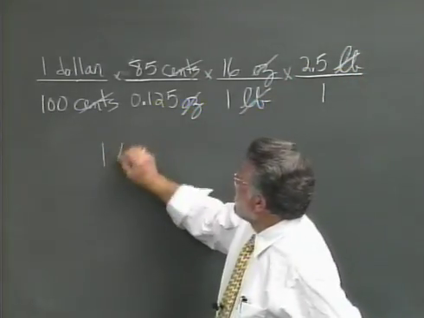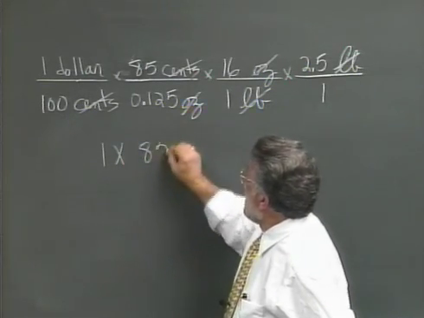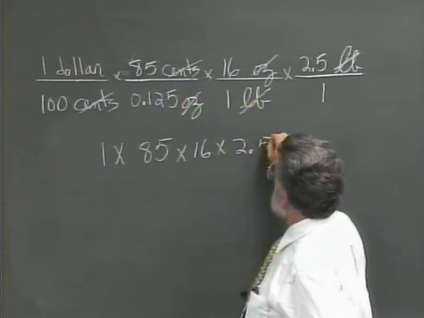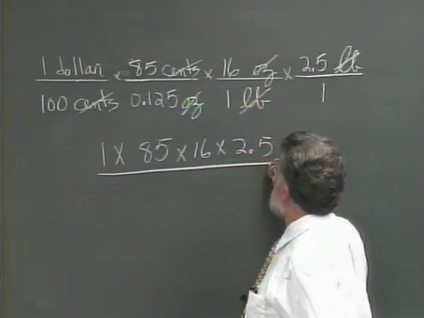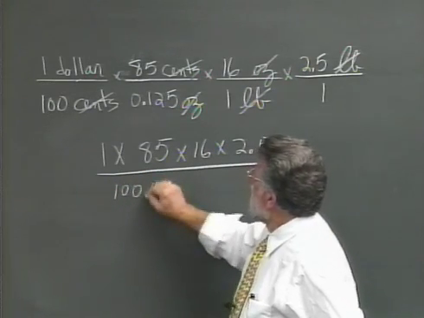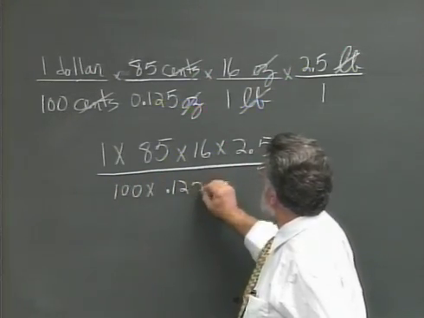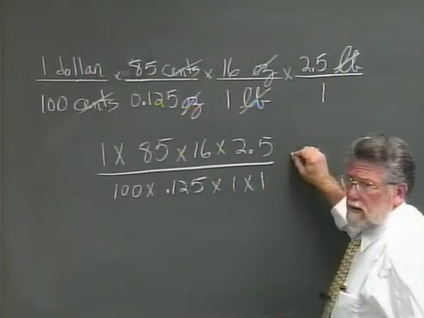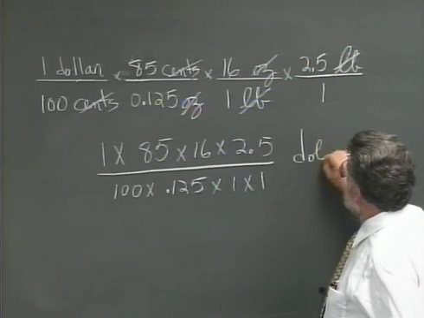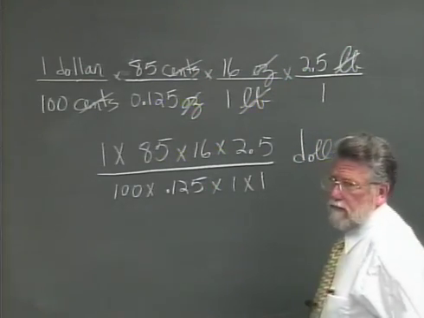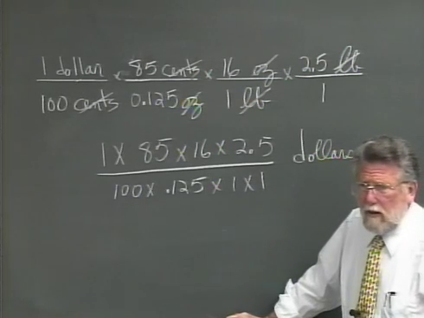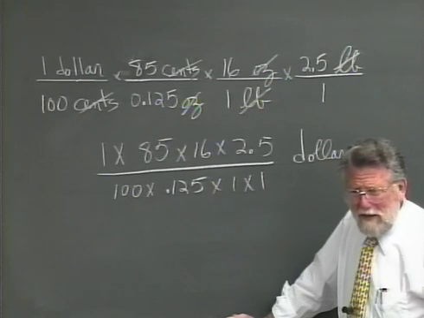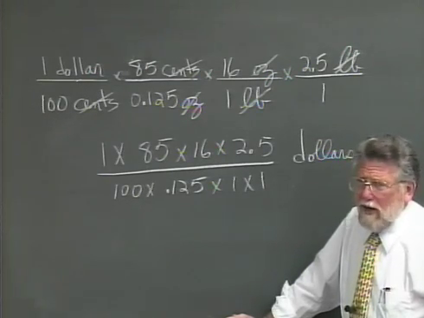Now let me write the numbers. 1 times 85 times 16 times 2.5, over 100 times 0.125 times 1 times 1, and this is going to be what? Dollars. So when we're doing the test, we have to put dollars in each step. Well, I only have one step here, and then the next step is going to be my answer. So in that intermediate step, yes, dollars for dollars.